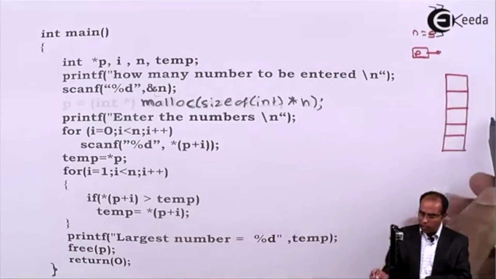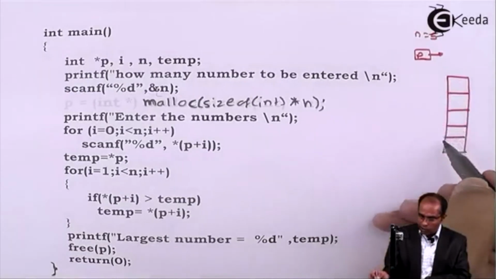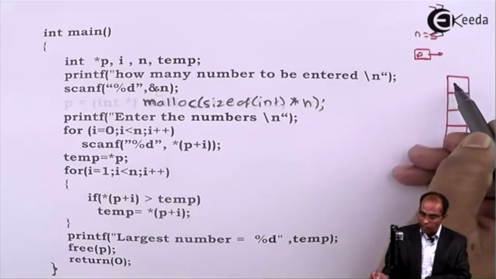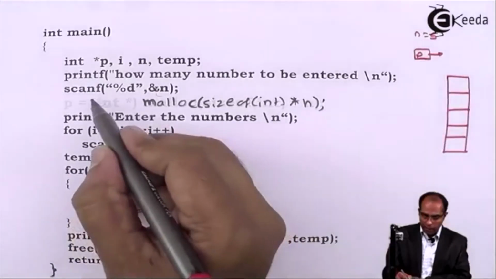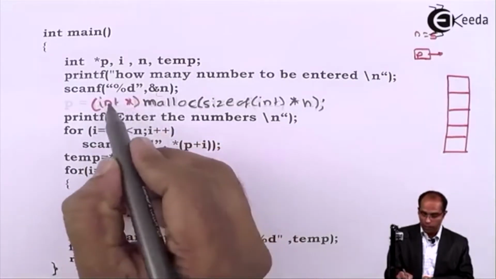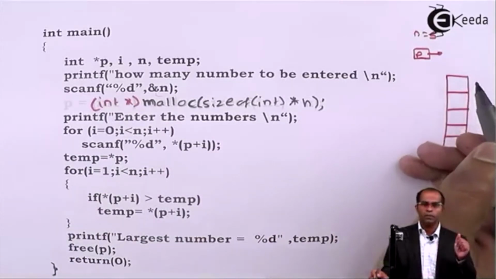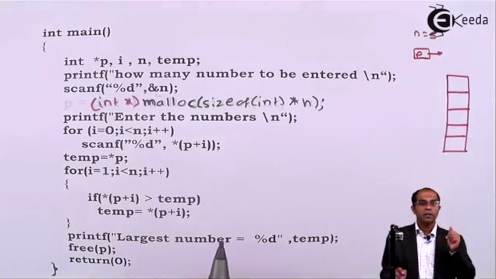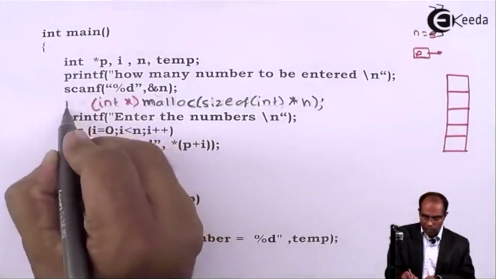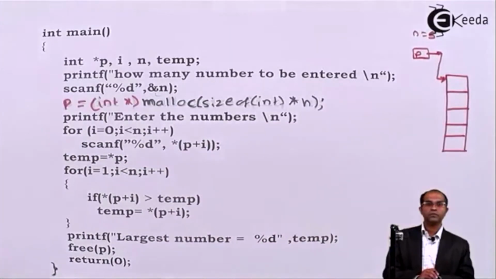But as per the rules of malloc, these locations can store any type of value which is of 2 bytes. Since I need to store integer values, and malloc returns a void pointer, I'll typecast this to an integer pointer. When I convert this to an integer pointer, all these locations can be pointed to by any pointer which is defined as an integer pointer. Now since p is an integer pointer, I'll set p equals to this. So now p starts pointing to the first location.